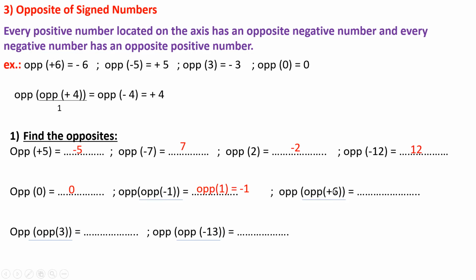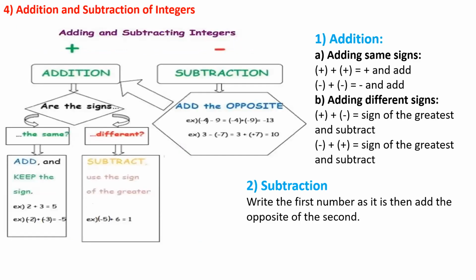Opposite of +6 is -6. So what's the opposite of -6? It is +6. What's the opposite of 3? It's -3. So what's the opposite of -3? It is 3. Opposite of -13. What's the opposite of -13? It's +13. So what's the opposite of 13? It's -13. This is how we find the opposite of signed numbers.